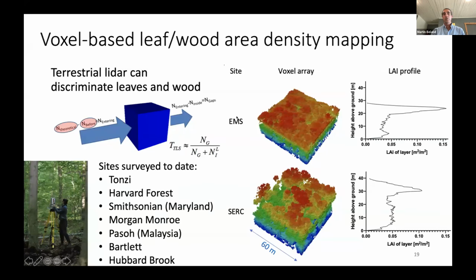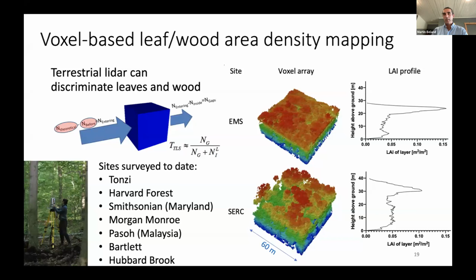So far, we've surveyed 7 sites that have flux towers. Each of these sites has a plot of this size inside the flux tower footprint. Most of them are in the US, and one of them is in tropical forest in Malaysia. And next summer it is also planned to do more work in the temperate forest.